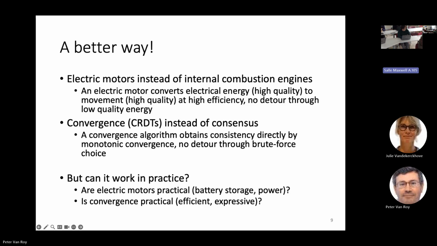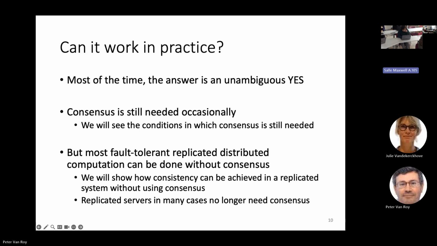Okay, so that sounds very nice, right? But can it really work in practice? So electric motors, convergence, does it really work? Well, electric motors were already existing around 1900, but they were not practical because the batteries did not store enough energy. But today they're practical. And what about consensus? Well, we will see. I will show you and try to convince you that convergence is also practical.